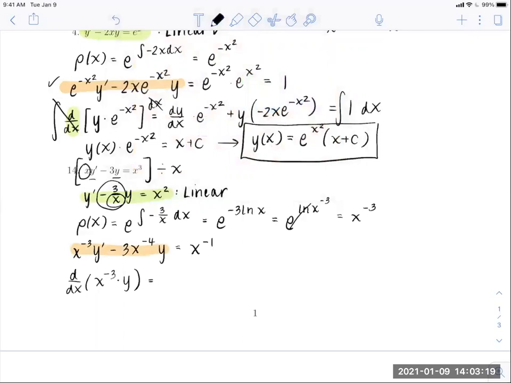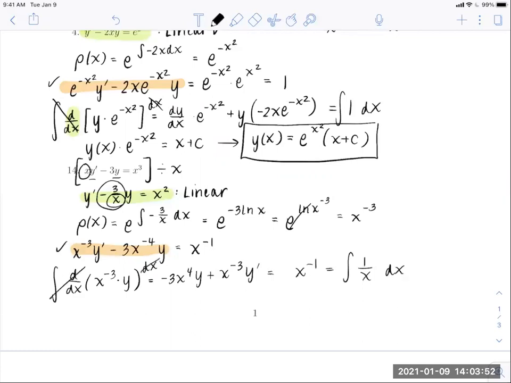So if I follow through with the product rule, I get a negative 3x to the fourth y plus x to the negative third y prime. And sure enough, that does equal what I have up here in orange. And this equals an x to the negative 1, or if you would like, a 1 over x. So here's where we're going to bring in the fundamental theorem of calculus. We're going to integrate both sides with respect to x.